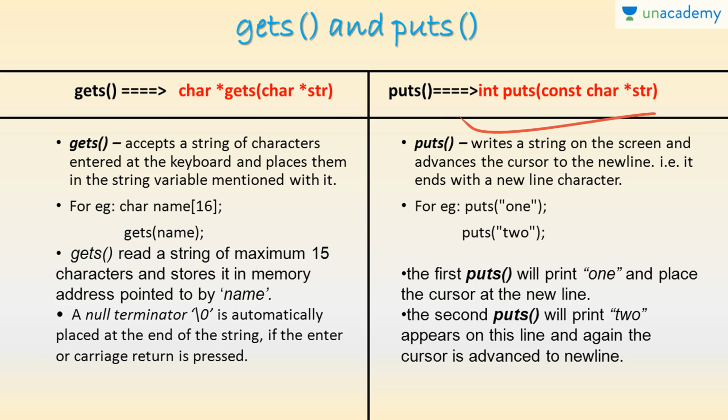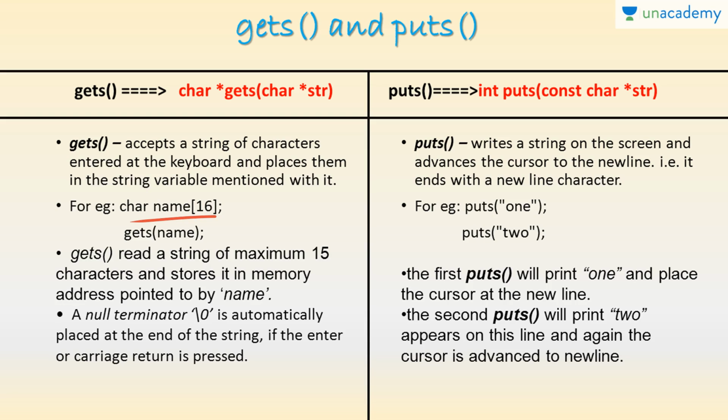Gets accepts a string of characters entered at the keyboard and places them in the string variable mentioned with it. See here, for example, char name[16]. So we have declared name of size 16. Then gets of name. Gets reads a string of maximum 15 characters because it is declared as 16, and in strings, as we will learn in the next lessons, the last character is the null character, placed at the end of the string. That means it just terminates the string if the enter or carriage return is pressed.